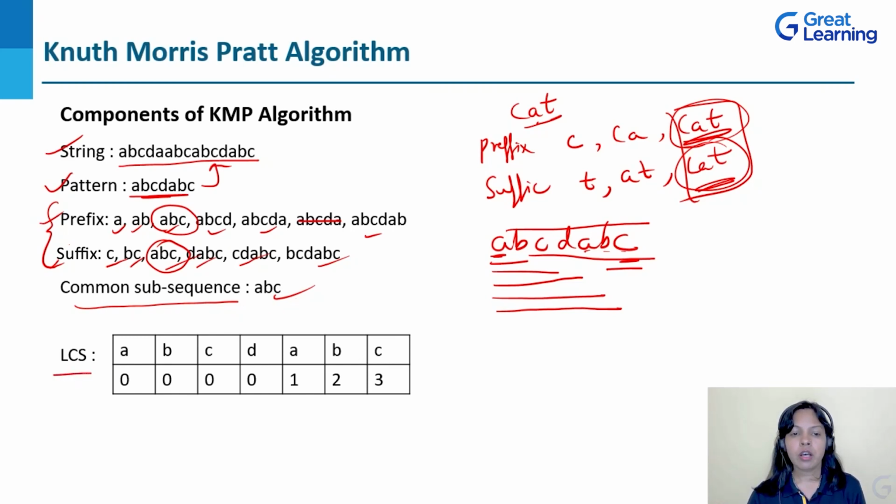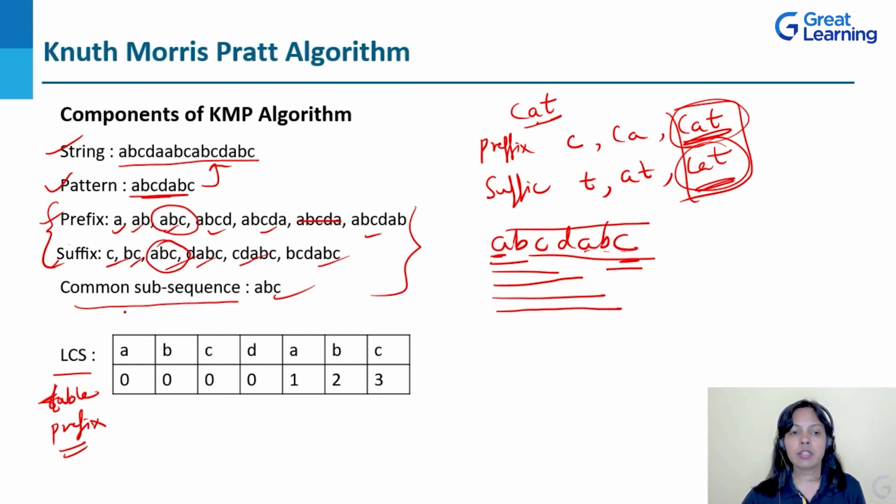Now, how are we going to analyze the pattern with the help of this common subsequence? Let us see. With the help of this common subsequence and the prefix and suffix concept, I'll go directly to the creation of the LPS table, or you can say a prefix table. Now, how is this table constructed?